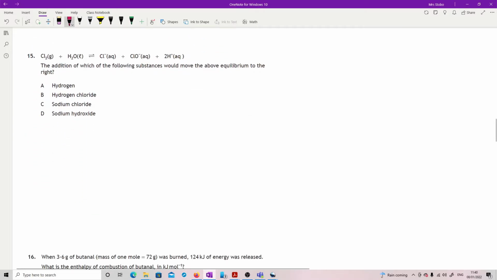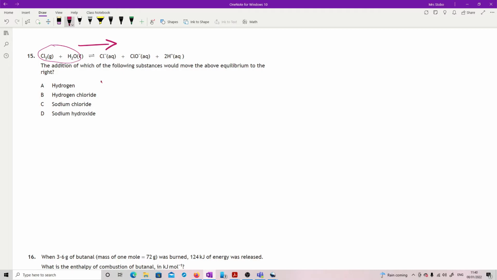The addition of which of the following substances would move the above equilibrium to the right? So we are looking to shift it this way. I'm either going to have to beef up this side and it will try to push back by shifting out of the way, or I need to remove things from the right-hand side, which it will try to replace, because this is all Le Chatelier. You hit an equilibrium, it will move to minimise that disruption.